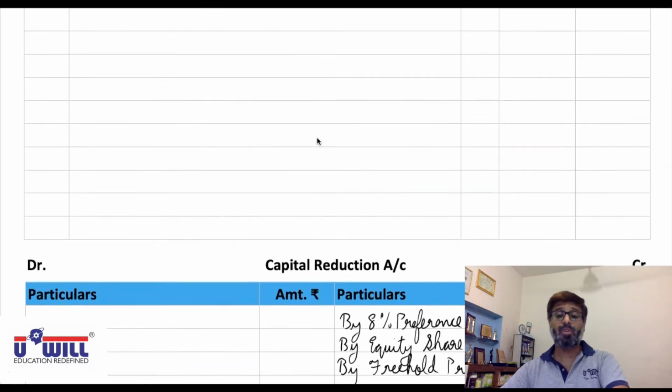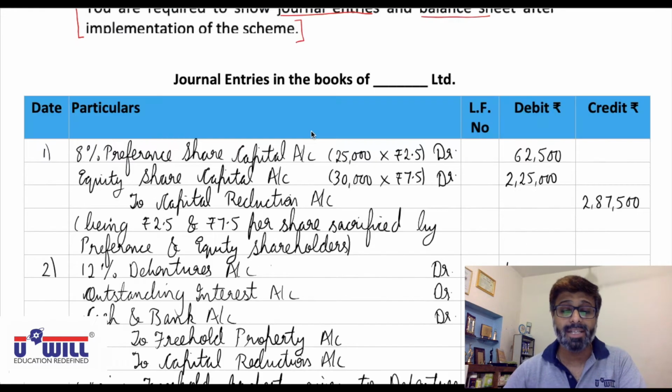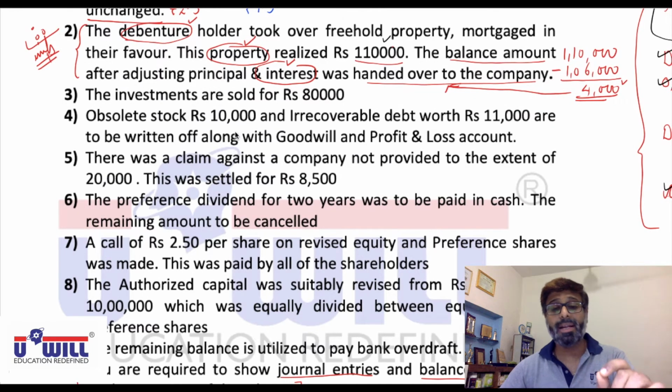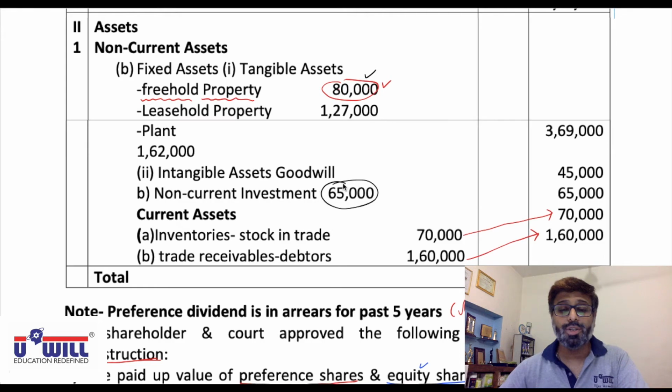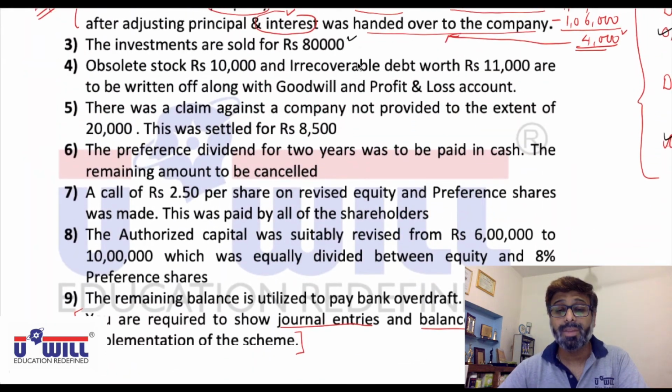As such, I told you, if you don't make cash and bank account in the beginning, you don't have an idea. Then when you come to that adjustment, you can make it and do the posting and find it out. So we'll do the posting in cash and bank at the end. But capital reduction account you make in every question, so you can do the posting simultaneously. Now investments are sold for 80,000 and investments are, you can see a non-current investment 65,000. So 15,000 of profit will be credited to capital reduction account.